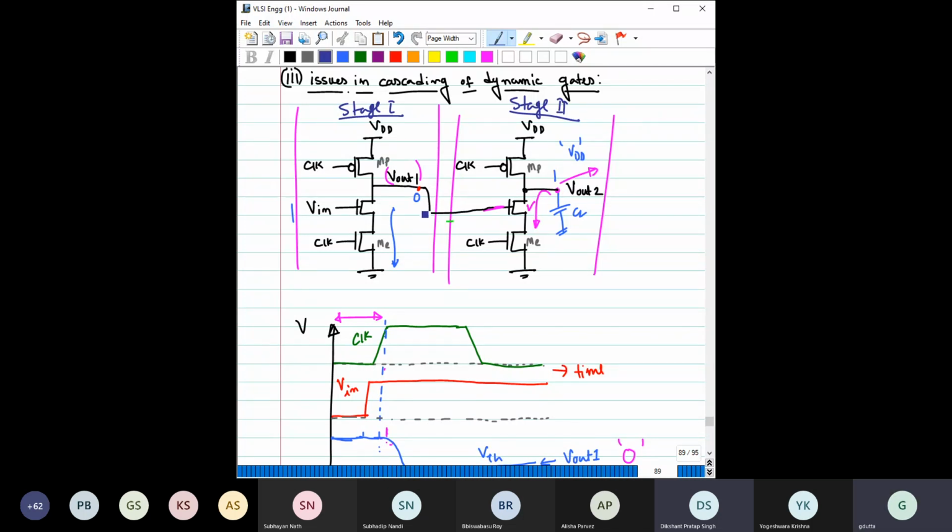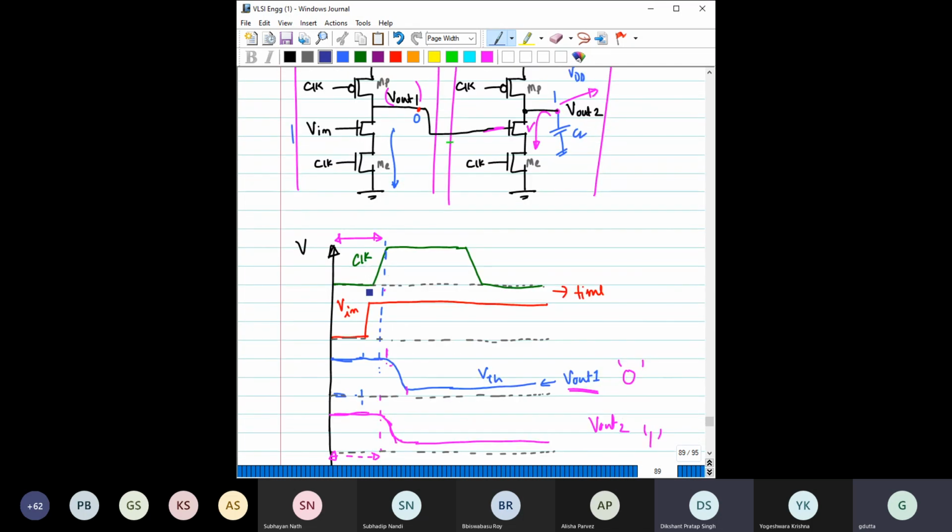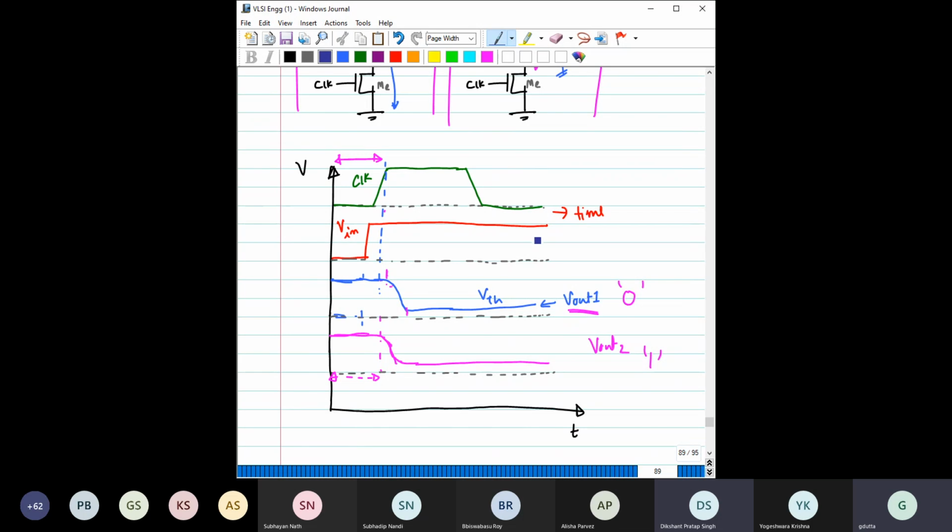Here we can clearly see, if the condition is like this, and the clock is like this, V in is like this. So this is basically the pre-charge state, this is the evaluation state, and this is the next cycle.